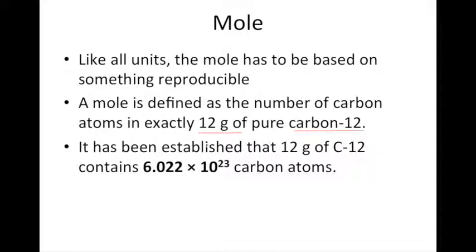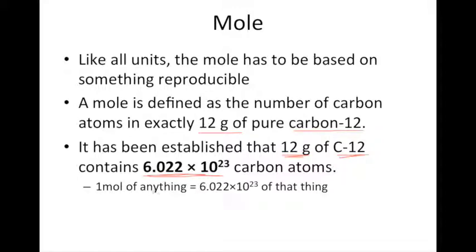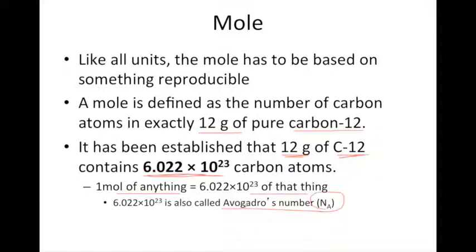Put another way, it has been established that if you have exactly 12 grams of carbon-12 atoms, you have exactly 6.022 times 10 to the 23rd carbon atoms. So 1 mole of carbon-12 is equal to 6.022 times 10 to the 23rd carbon-12 atoms. But again, we can use the mole to measure anything: pencils, soda cans, atoms, molecules, formula units. Now, 6.022 times 10 to the 23rd is often a mouthful to say, so this number is often called Avogadro's number, abbreviated as N_A, after the scientist Avogadro, who helped discover or develop the concept of the mole.